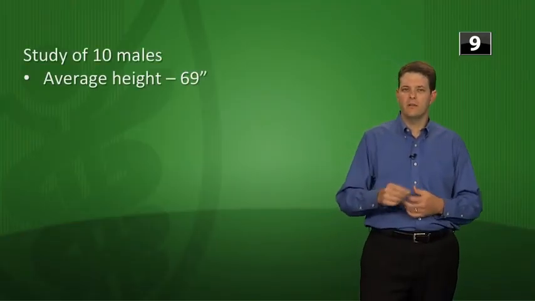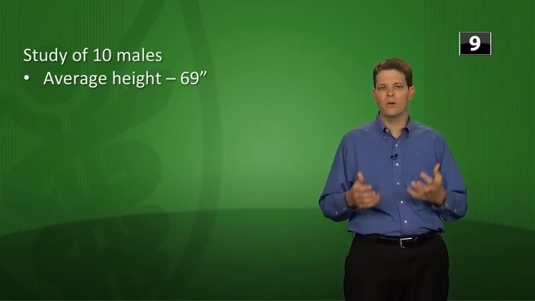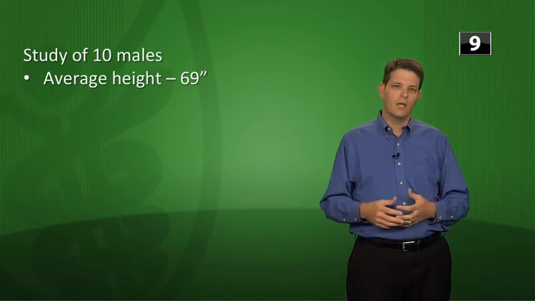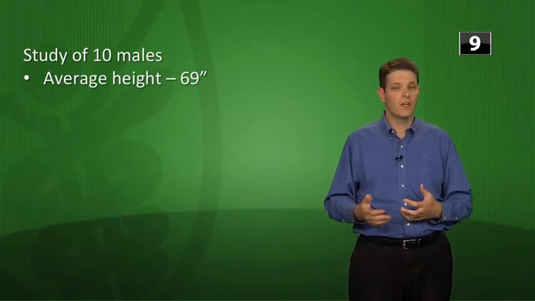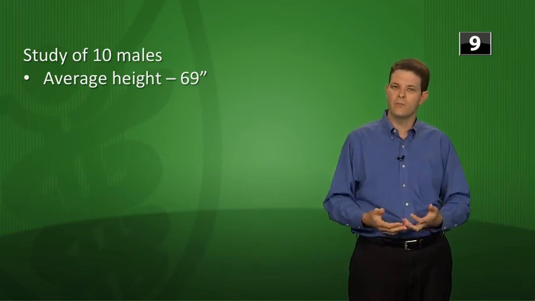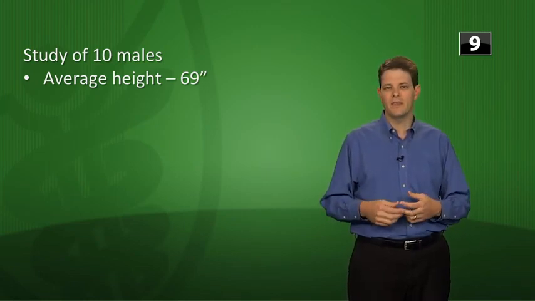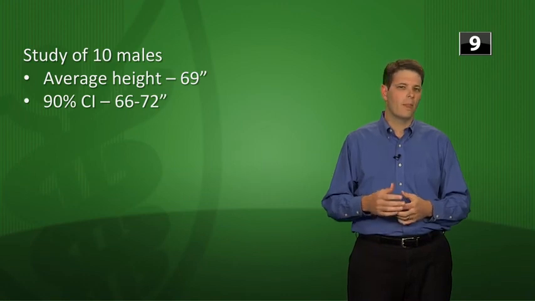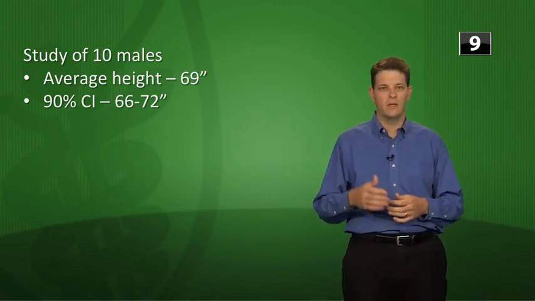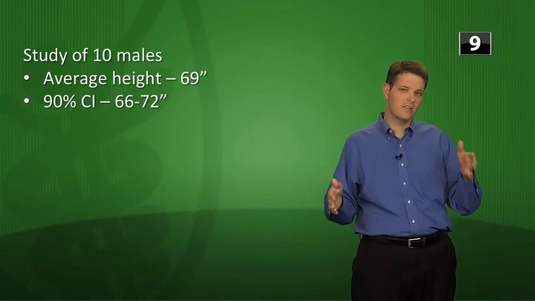So let's illustrate this with an example. If your study of 10 males determined that the average height for an adult male in the U.S. was 5'9" or 69 inches, now we want to calculate how confident we are that another study would produce the same results. We're going to be using a confidence interval. So if we did the math and we calculated that the 90% confidence interval was plus or minus 3 inches on either side of 69 inches, the range would be from 66 inches to 72 inches.